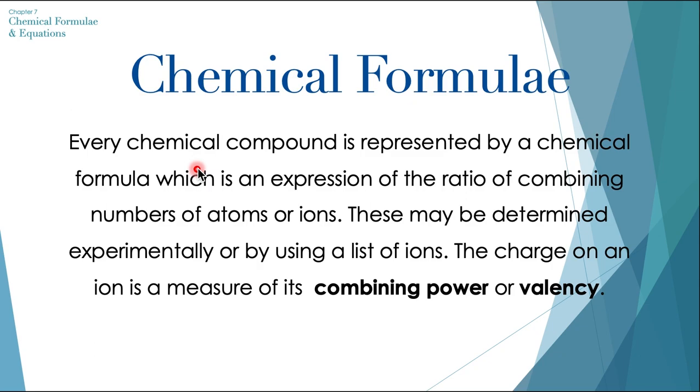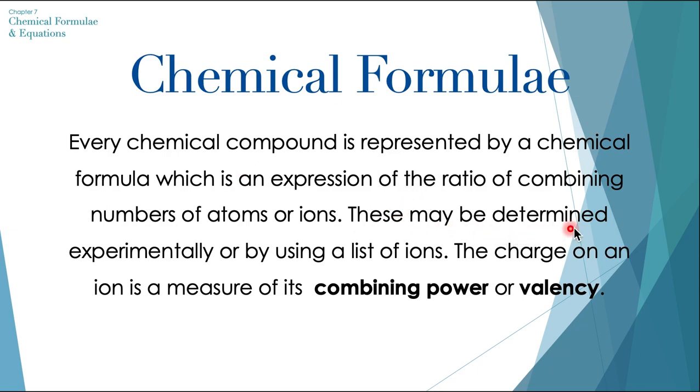And this compound is represented by a chemical formula, which is an expression of the ratio of combining numbers of atoms or ions. Okay, so in the previous chapter we learned how atoms bond together to form these chemical compounds, covalent and ionic compounds, the different types of bonding and stuff. And in this chapter we're going to look at the chemical formulas which are used to represent these chemical compounds and how they are formed.